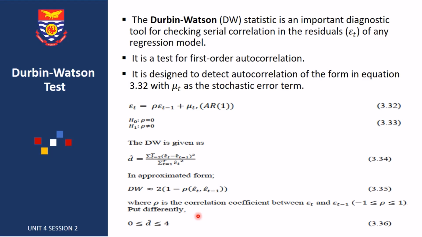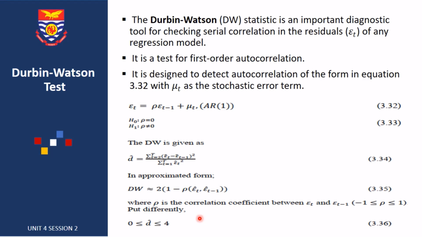Roughly speaking, we do not reject the null hypothesis if the Durbin-Watson statistic is near 2. That is, there is little evidence of autocorrelation. So when the value is close to 2, we don't reject the null hypothesis, but we conclude that there is little evidence. The Durbin-Watson test has two critical values, an upper critical value and a lower critical value, and there is also an intermediate region where we neither reject nor fail to reject the null hypothesis.